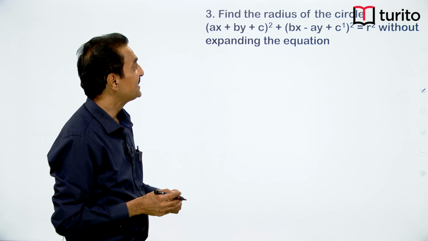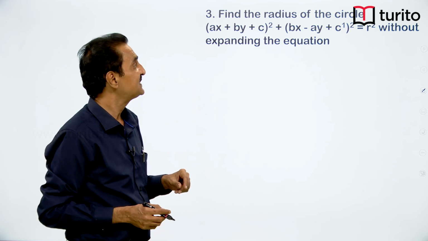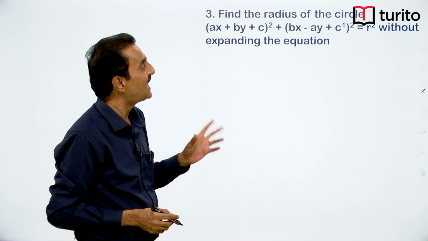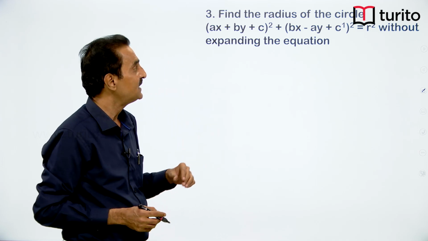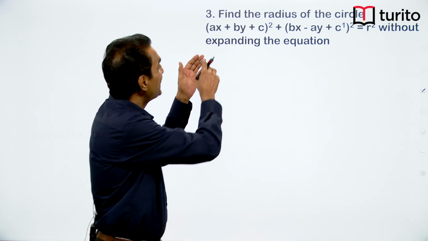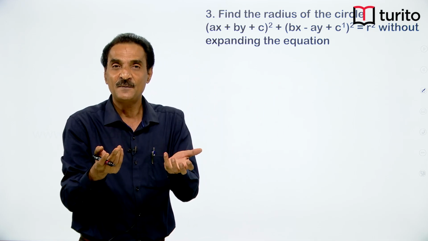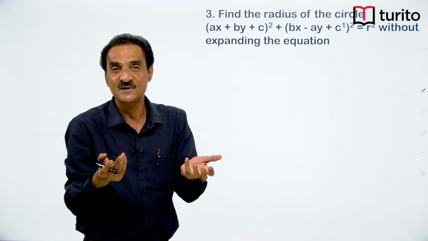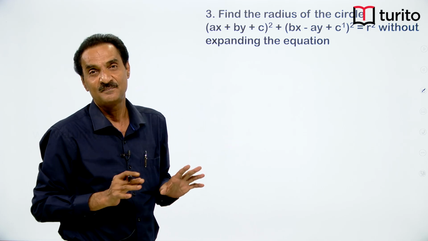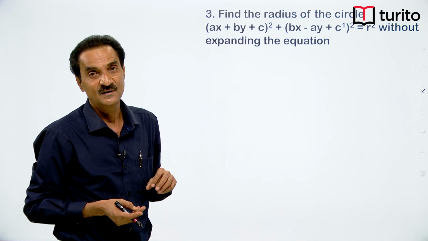This is very interesting question. Find the radius of the circle (ax plus by plus c) whole square plus (bx minus ay plus c dash) whole square is equal to r square without expanding the equation. By expanding the equation and putting it in the standard form, what is the formula for radius? Root over g square plus f square minus c, but you are not allowed to expand. So, how to tell the radius of the circle without expanding the equation?